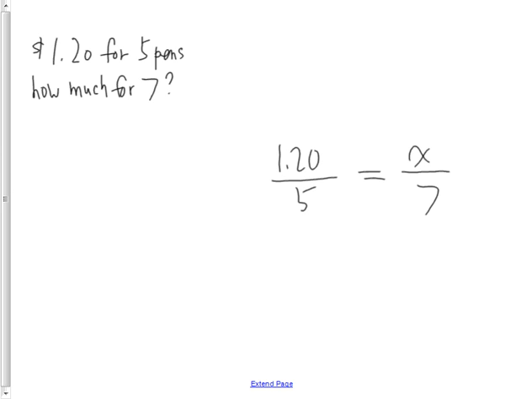How many did it this way? Did anyone do it using proportional reasoning? How many found the unit rate and then multiplied it by 7? The rest of you, everyone. Okay. I'm going to do it this way first, and then we'll do the unit rate.